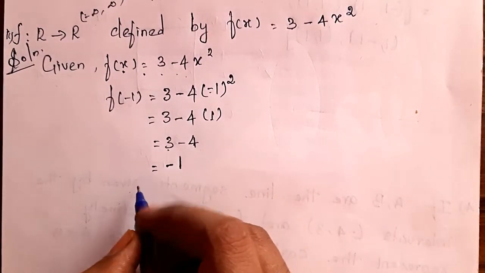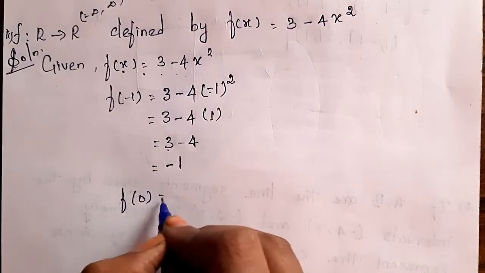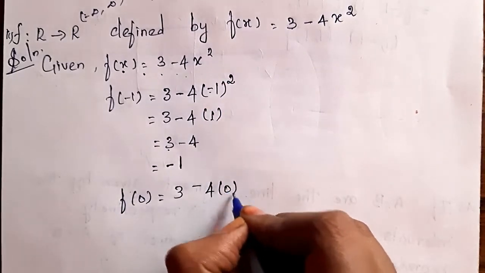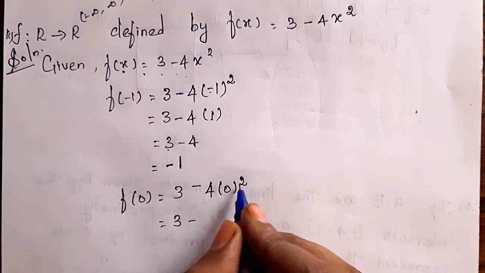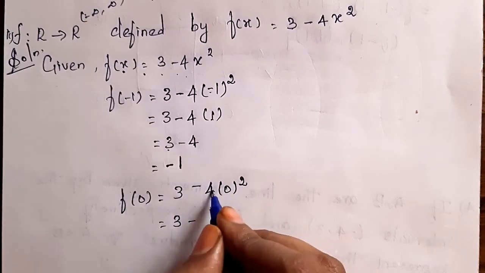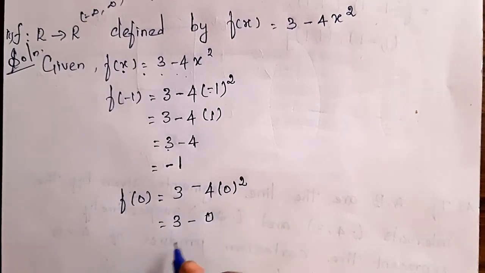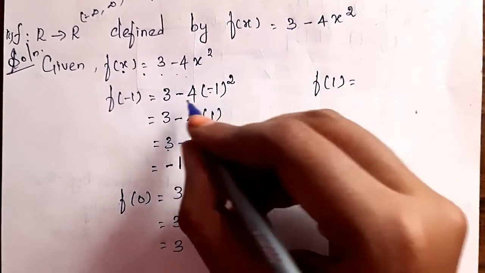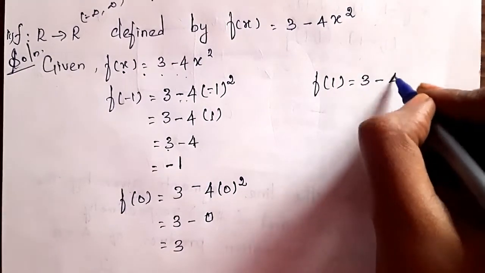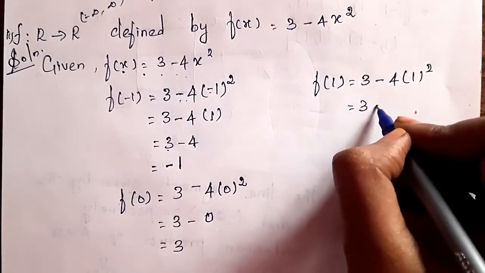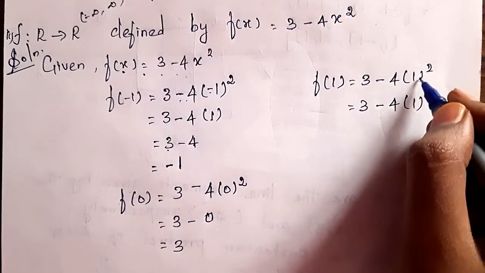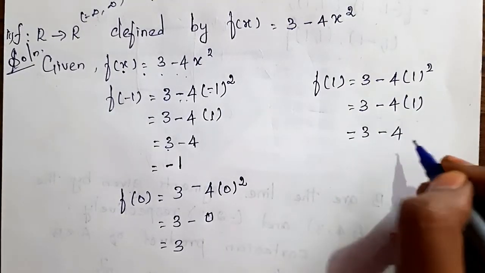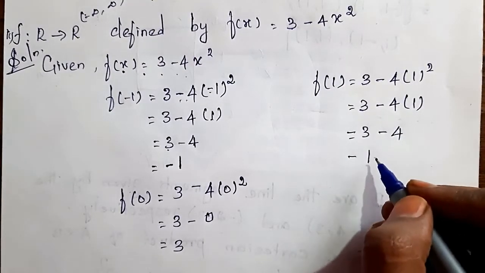Next you can check for f of 0. So 3 minus 4 into 0 square. 0 square is 0. 4 into 0 is 0. That is equal to 3. You got 3. Next we can check f of 1. Apply: 3 minus 4 into 1 square. 3 minus 4 into 1 because 1 square is 1. That is equal to 3 minus 4. Subtract it, you will get minus 1.